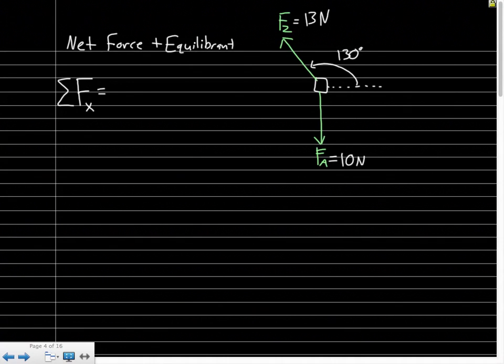Now, what forces are acting in the x direction? Is FA in the x direction? Nope. Is FZ? Kind of, but only a small component of it. We're going to call this FZ sub x. So we write FZ sub x plus, there's nothing else, so that's it. FZ sub x can be simplified to FZ, the magnitude, 13 newtons times the cosine of what angle is this? Should be 50 degrees.